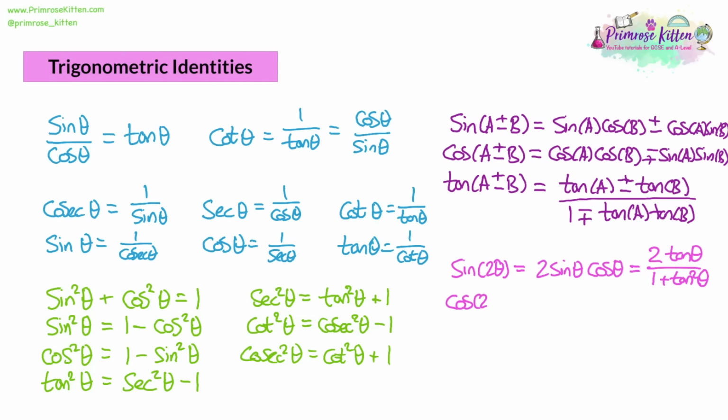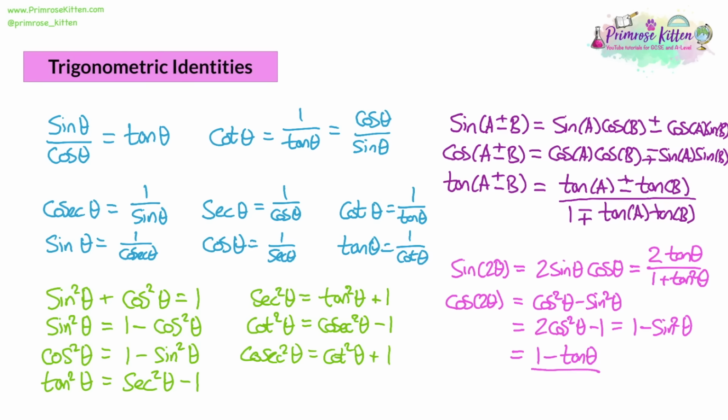So cos of 2 theta is equal to cos squared theta take away sine squared theta. It's also equal to 2 lots of cos squared theta take away 1, and 1 minus sine squared theta. And it's also equal to 1 minus tan theta, all divided by 1 plus tan theta. So we have lots of different options for changing the forms of these.